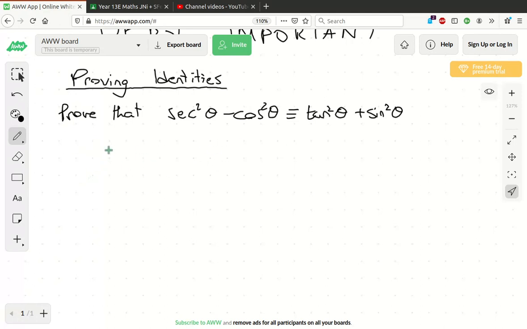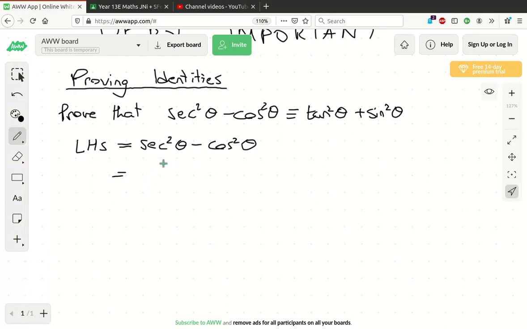Now, you can either start with the left-hand side and work towards the right-hand side, or the other way around. I like to start with whatever looks simpler, but here both sides look almost identical in terms of how complicated it is. So I'm going to start with the left-hand side, which is sec squared theta minus cos squared theta. And I'm going to use different things to change it gradually into that.